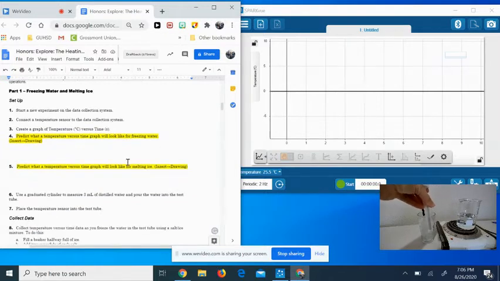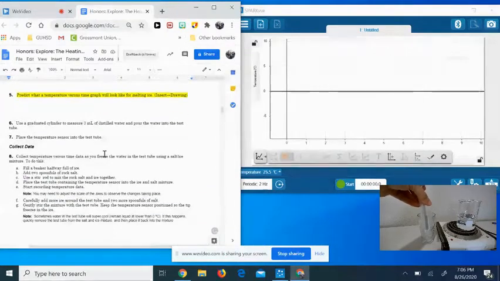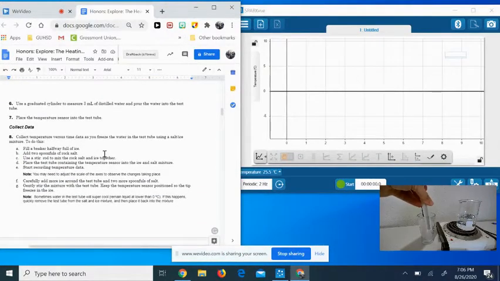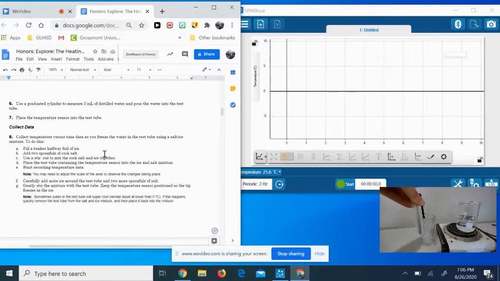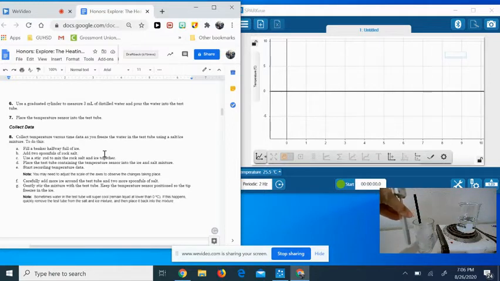Okay. So what I've done is I've also highlighted the questions for the first part of the lab. So it says, use a graduated cylinder to measure out 3 milliliters of distilled water. And luckily, this little test tube comes from a kid's science kit, and so it actually has milliliters. It has the measurements on the side. So I measured out 3 milliliters of water. And then it says, fill a beaker halfway full of ice. So I'm going to use this cup right here, and I'm going to fill it with ice.